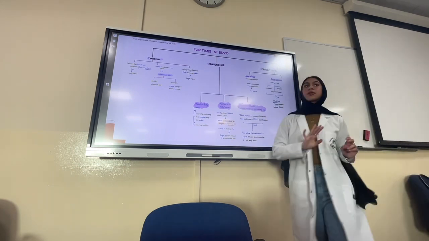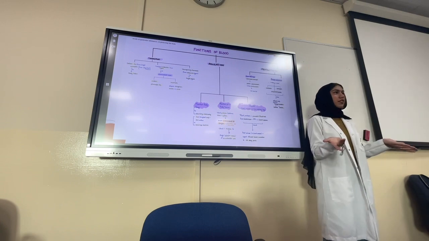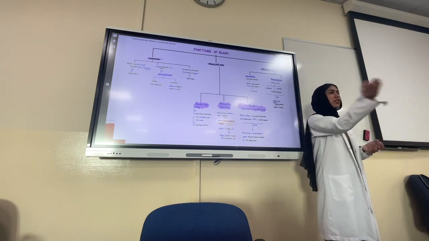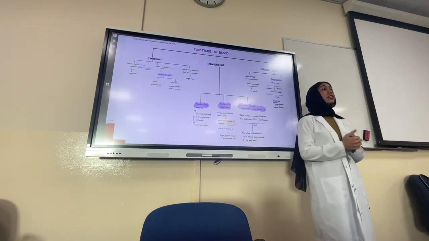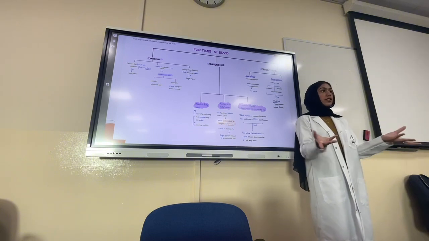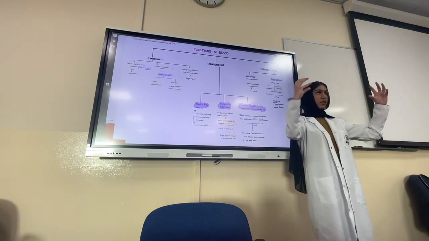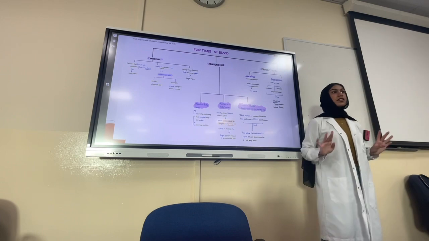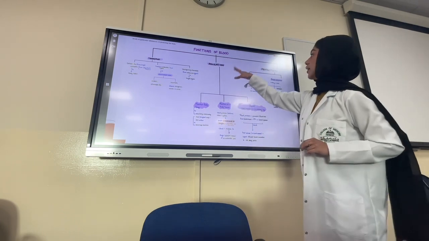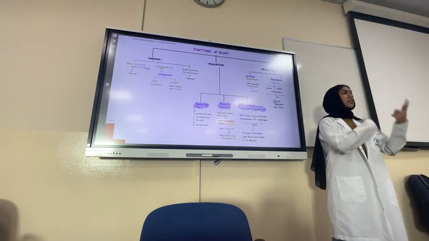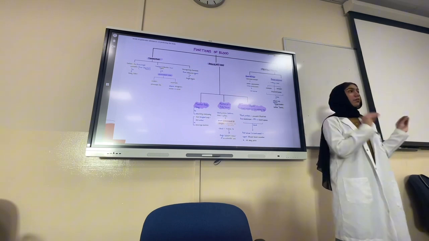Okay, let's start with transport. What does blood do? Transport stuff, right? Okay, what can it transport? Just an example. Oxygen. Does it transport hormones? Yes, it transports different things, right? So blood is the medium and it transports stuff. This is the first thing, okay? Now, it will take them to their target organs. Of course, it also does the gas exchange.